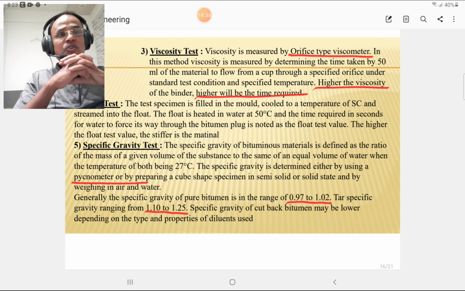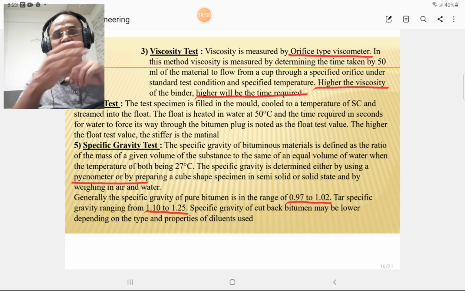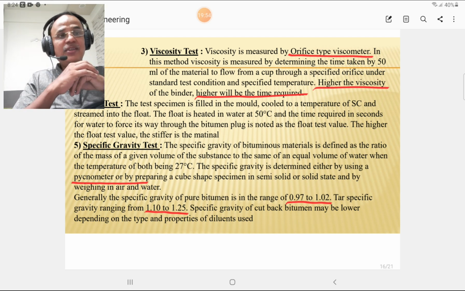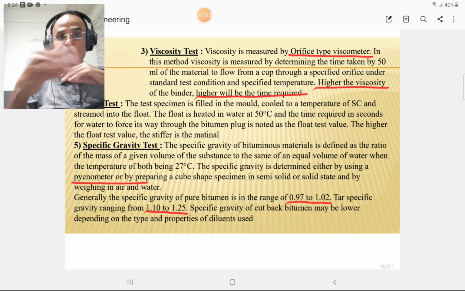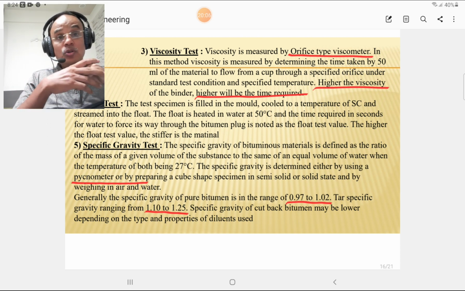Then the viscosity test. Viscosity is measured with the help of an orifice type viscometer. In this method, viscosity is measured by determining the time taken by 50 ml of material to flow from a cup through a specified orifice. That is the viscosity test. The higher the viscosity of the binder, the higher will be the time required. If viscosity is more, more time will be required to flow from that cup through the orifice.